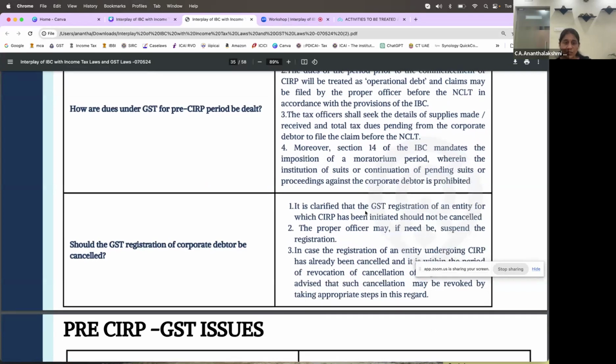Should the GST registration of the corporate debtor be cancelled? Sometimes what happens is that when the return is not filed, the GST department will cancel the registration, and first they suspend the registration.